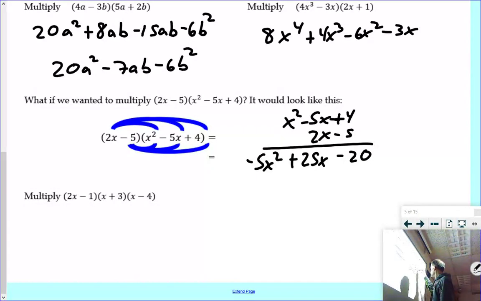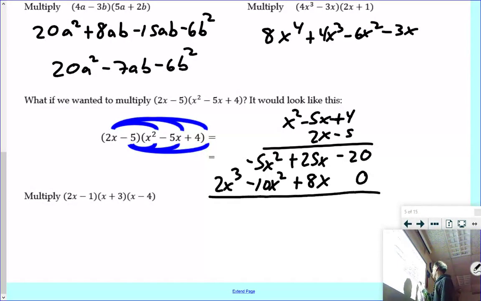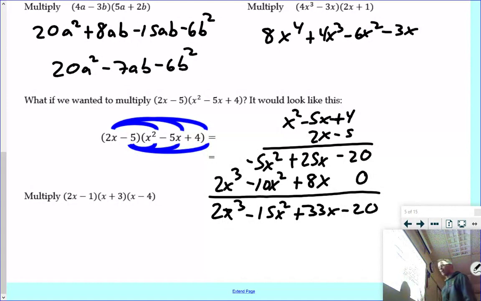We do a placeholder, so always a 0 for the placeholder, and then 2x times 4, 2x times negative 5x, and then 2x times x squared. And then look there, your like terms are all lined up, ready to go. So we have 2x to the third minus 15x squared plus 33x minus 20, and you're done. That's your final answer.